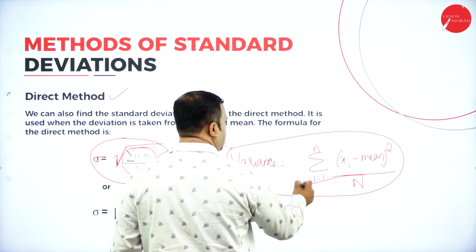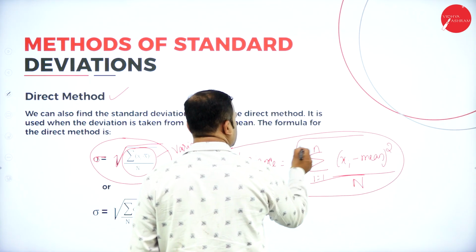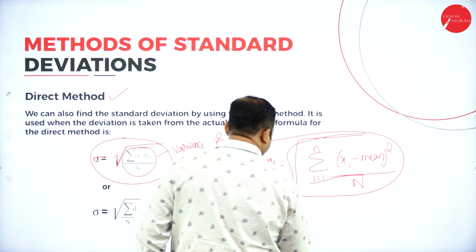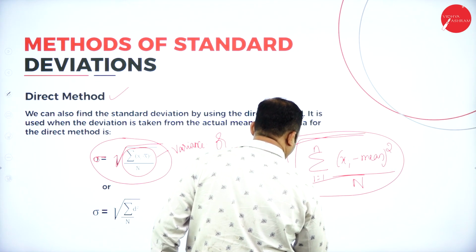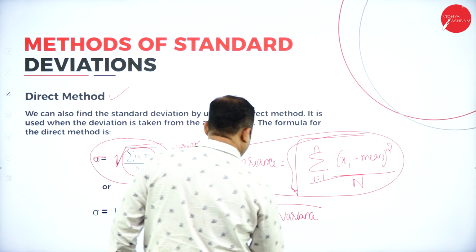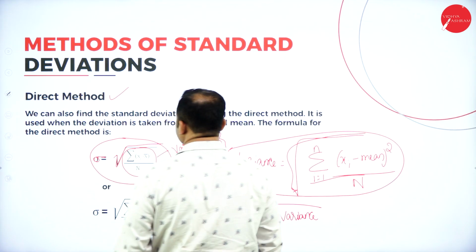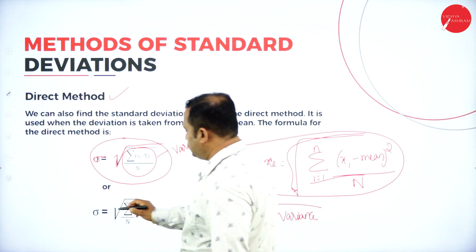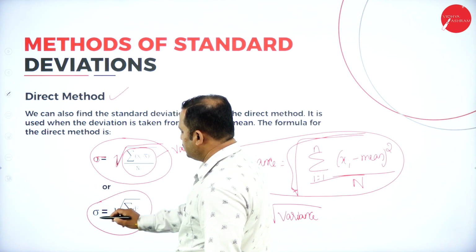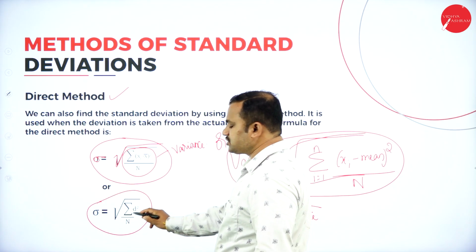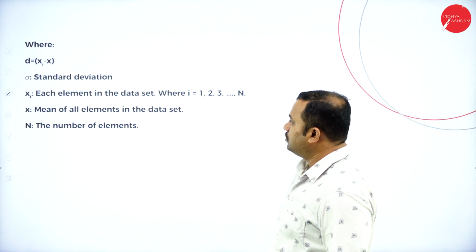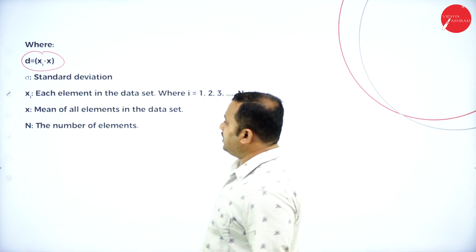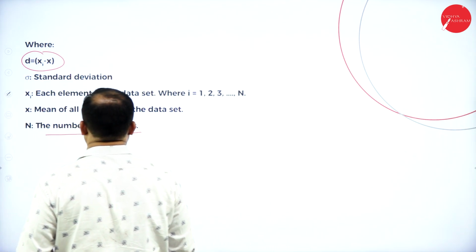Suppose if I write everything under the root, then it becomes the standard deviation. In this case, we have a variance now. If I apply the square root of variance, that gives me the standard deviation by the direct method. Now, the same thing can also be represented as sigma is equal to square root of summation d square by n, where d is equal to xi minus x, that means the mean, and n is the number of elements in it.